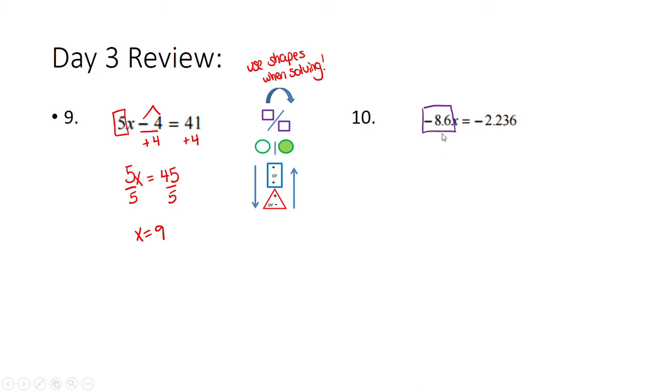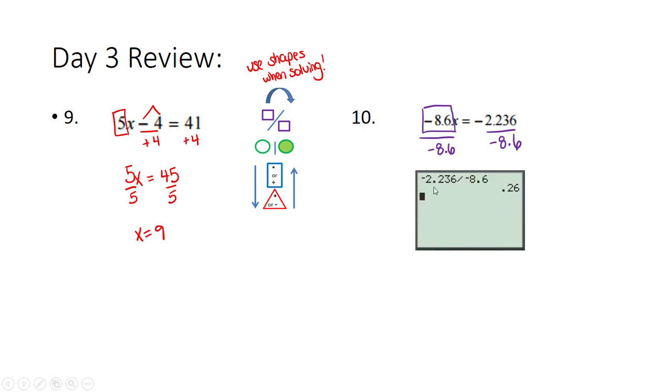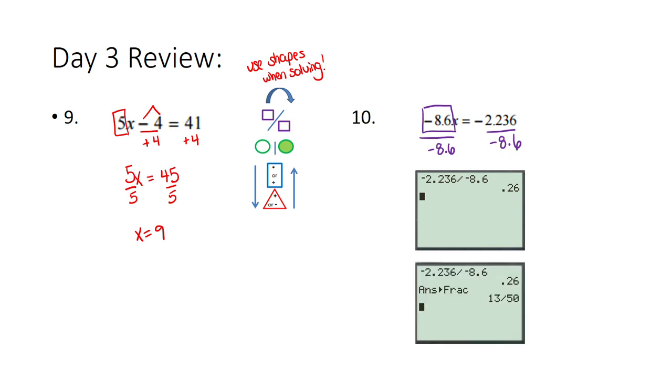So the only thing we have to do here is not add 8.6 to both sides. That's only when we have a triangle. What we have to do is divide by -8.6 on both sides. And another important note is we never change the sign when we divide. Okay, so we can use our calculator here, type in -2.236 divided by -8.6, and we get a decimal of 0.26. Now we can turn that into a fraction by hitting math enter, which is 13/50.